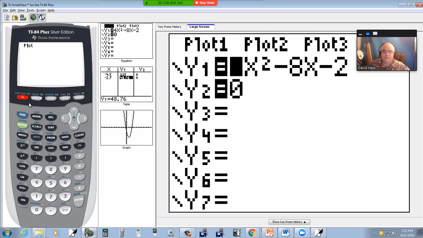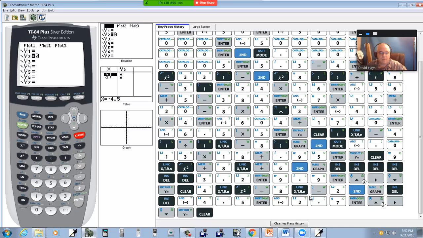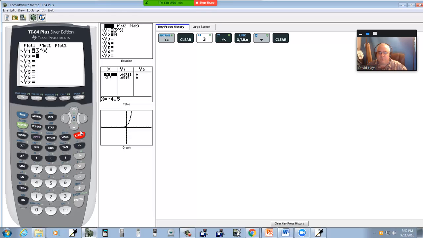we'll go to our y equals, press clear, then we'll do 3 caret x. You don't need that 0 in y2. That's left over from previous problems, so we'll clear it out. And then I push graph.